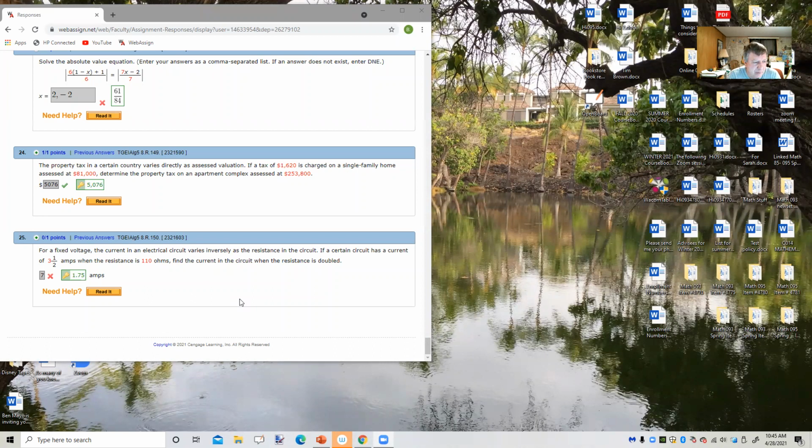Okay, so for a fixed voltage, so the voltage doesn't change, so that's not really involved in the problem. We've got current, let's see, current, still here?